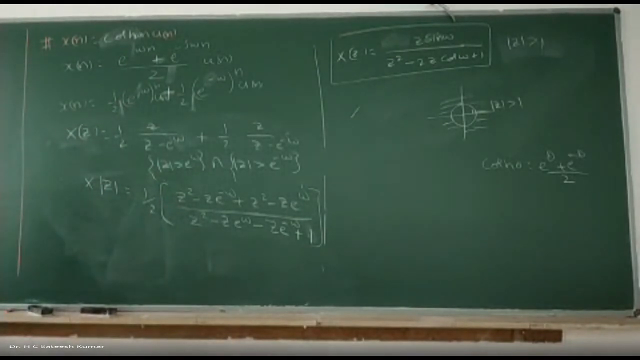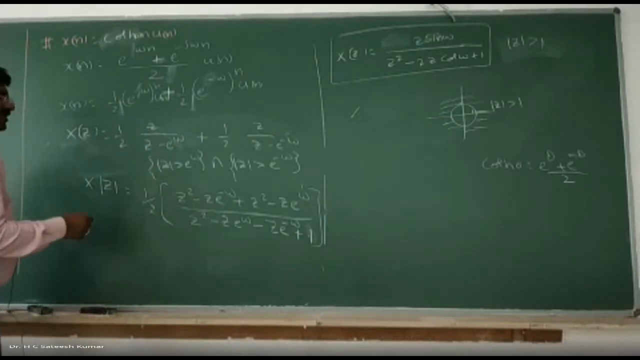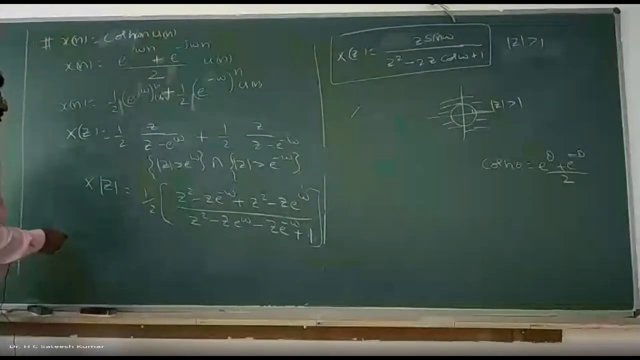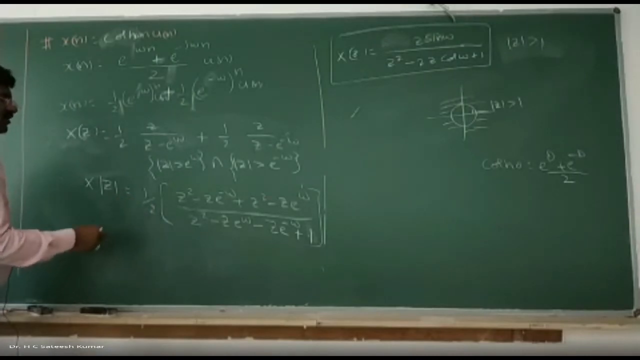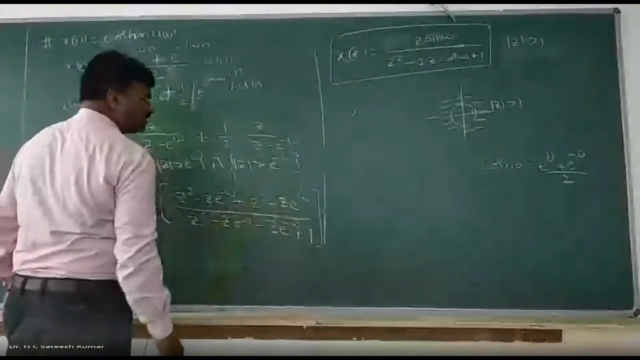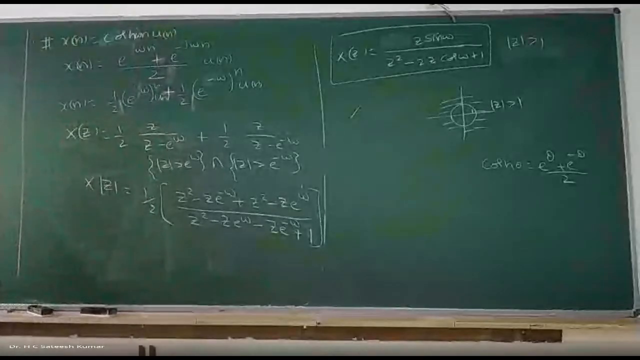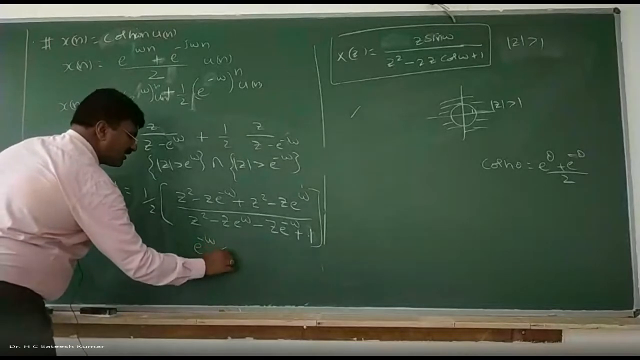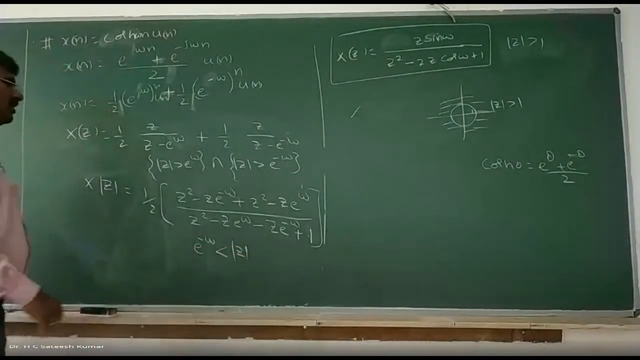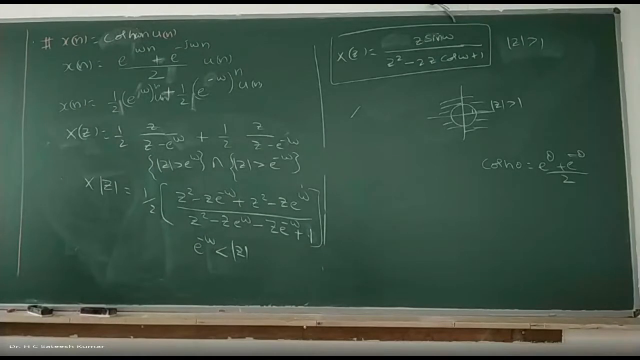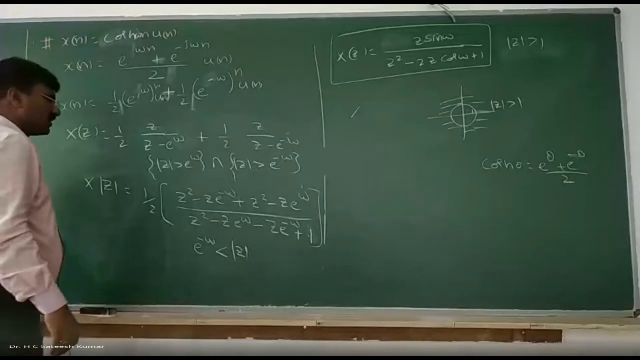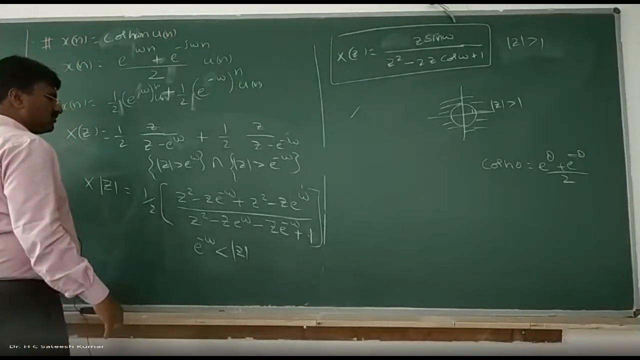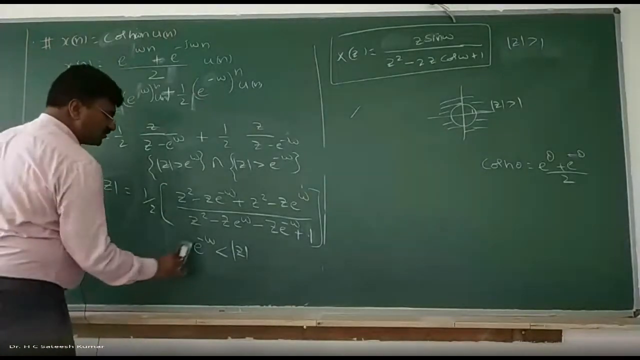Right. So what is that? So this we can write as ROC. You can write mod z greater than e to the power of minus omega, which is nothing but e to the power of minus omega is less than mod z. And mod z greater than e to the power of omega is also there, right? So ROC is the combination of these two.